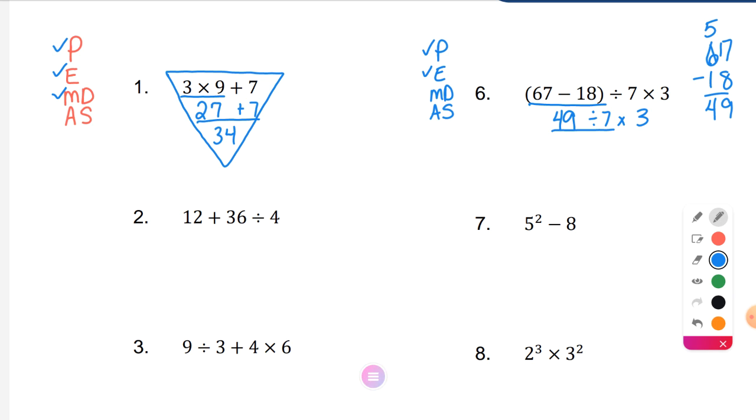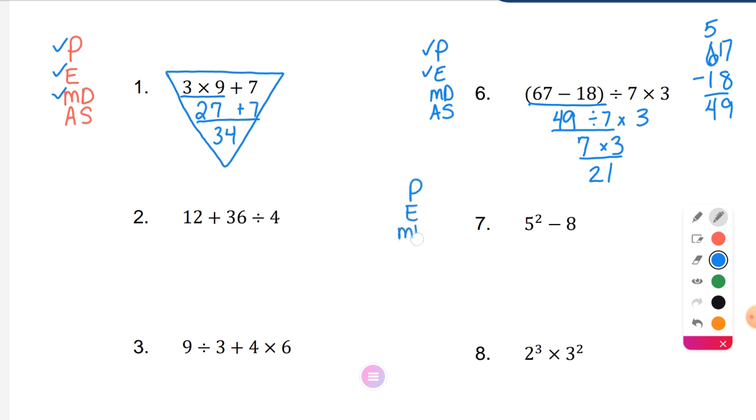What is 49 divided by 7, Brant? 7, and I drop down my times 3. Now it's the only problem left, so what is 7 times 3? 21. Okay? Let's go to number 7.